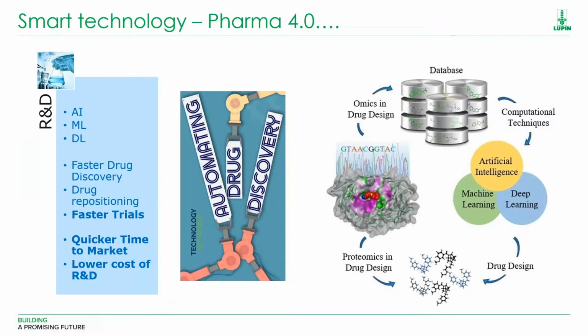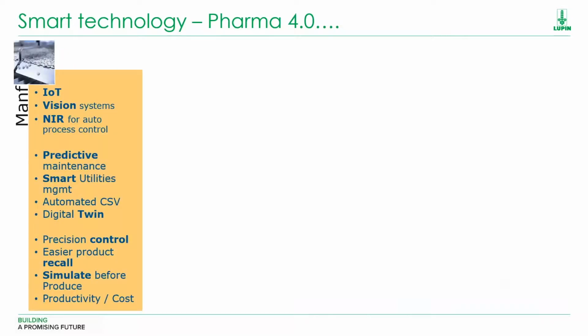I won't spend too much time on the R&D slide, but I just wanted to put it out there, because I think there are a lot of things to be done in the R&D space as well. For example, how can we leverage artificial intelligence and machine learning algorithms for faster drug discovery or drug repositioning, which will end up in faster trials, and will help us to get quicker to the market, and also will lower the cost of R&D. In this day and age where R&D as a total percentage of the budget is a challenge across the pharma industry, it is important that we look at this as well. But we'll move on to manufacturing.